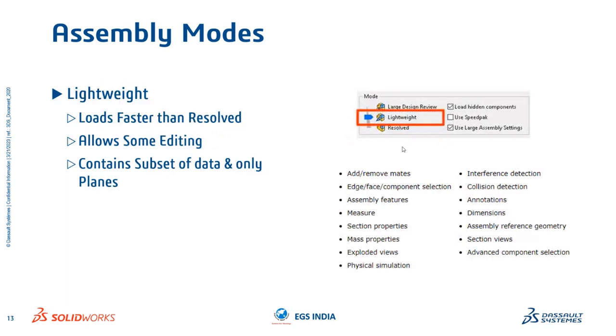In lightweight mode, it will open faster than the resolved, and it will also allow some limited amount of editing, and it contains only a subset of data, like planes. This lightweight component shows with a feather symbol, and these are the options that you can edit while you are using the lightweight mode. Here in this, like adding, removing mates, assembly features, measure and section properties, mass properties, explorer views. These are the options you can edit while we open the model in lightweight mode.